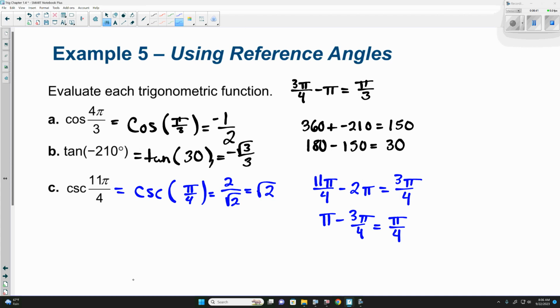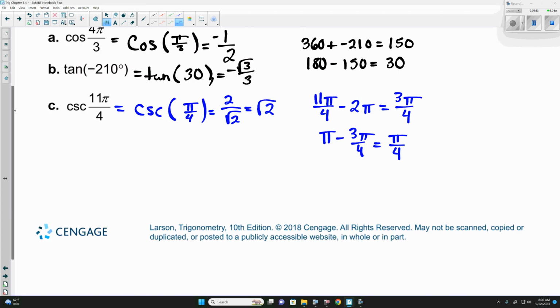Now this one here is positive because for 11 pi over 4, our coterminal angle was 3 pi over 4. We're still in the second quadrant, which is a positive sine. So, questions on this here?